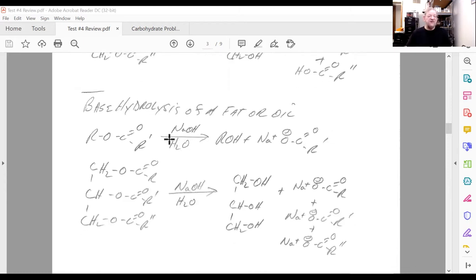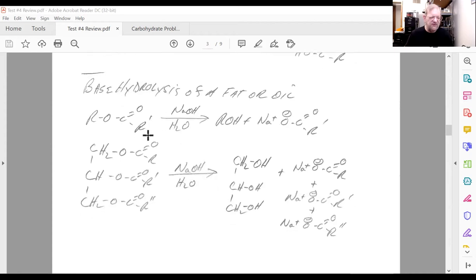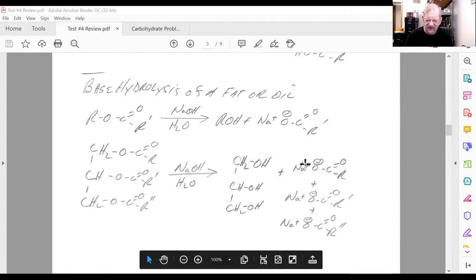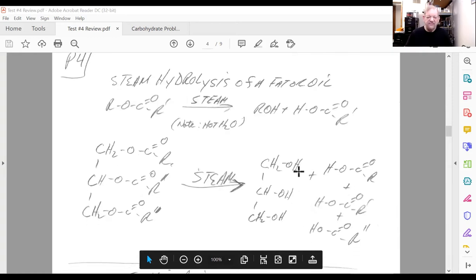Now, if you take an ester and react it with sodium hydroxide, a base in water, you get back the alcohol you would have used to make that ester, but because the carboxylic acid will react with base, you get the carboxylate anion of the carboxylic acid you would have used to make that ester. So if I have a triglyceride, first ester, this alcohol and this carboxylate anion, second ester, this alcohol and this carboxylate anion, and third ester, this alcohol and this carboxylate anion. So you get glycerin and these carboxylate anions.